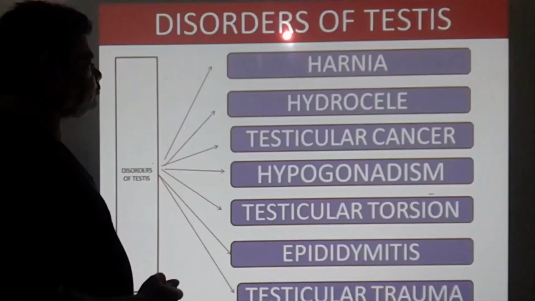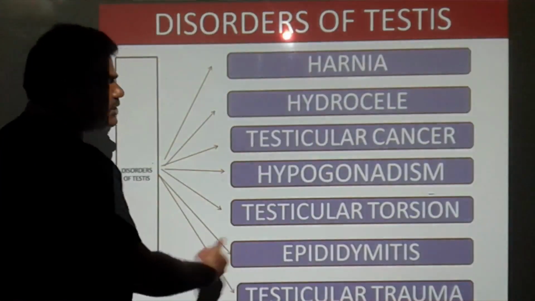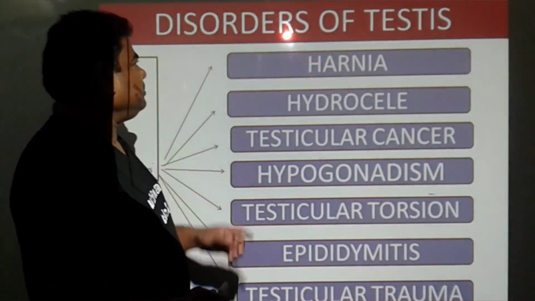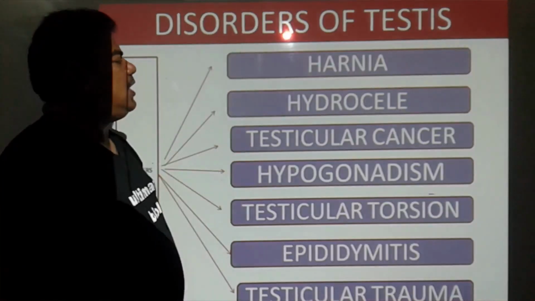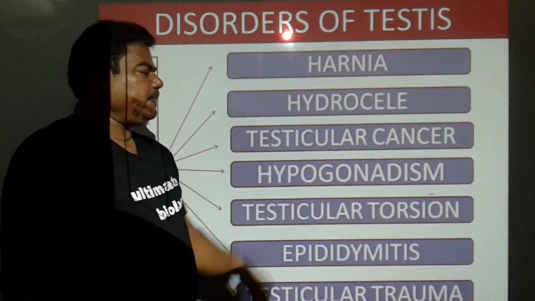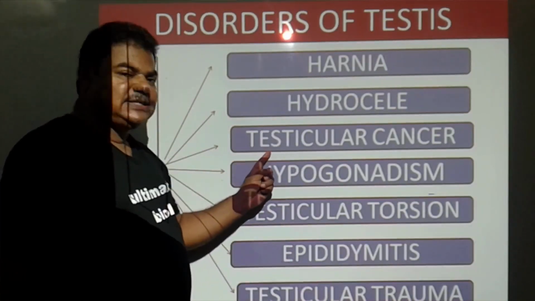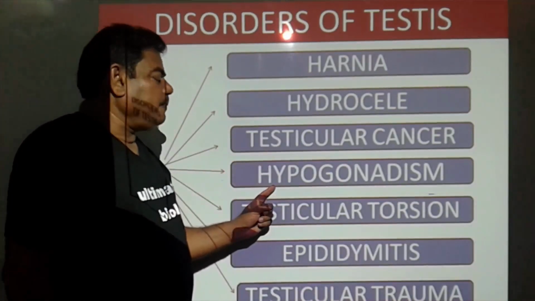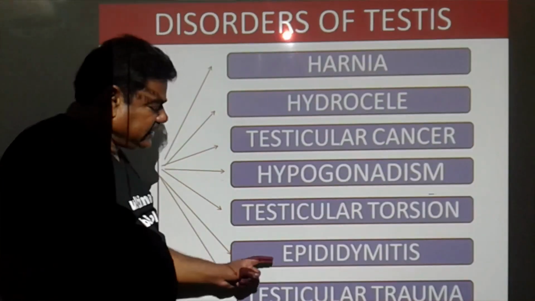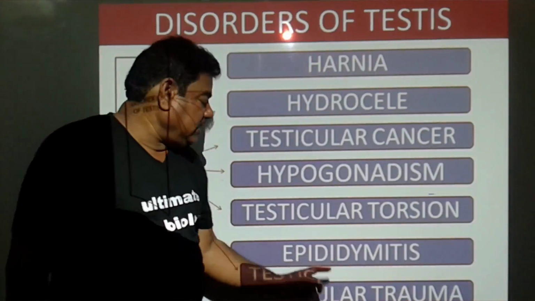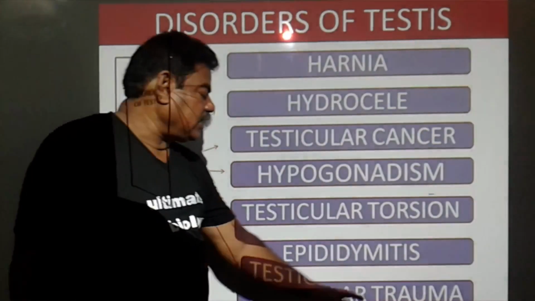Next, see here, disorders of testes. These are all disorders of the testes, which means the testes do not follow the orders of our body. One we call a hernia. Second, a hydrocele. Next, testicular cancer. Next, hypogonadism. Next, testicular torsion. Next, epididymitis. And the last one, testicular trauma.